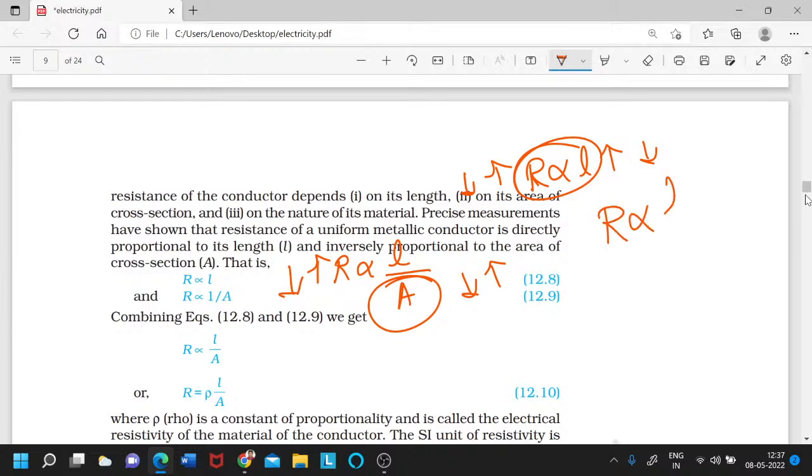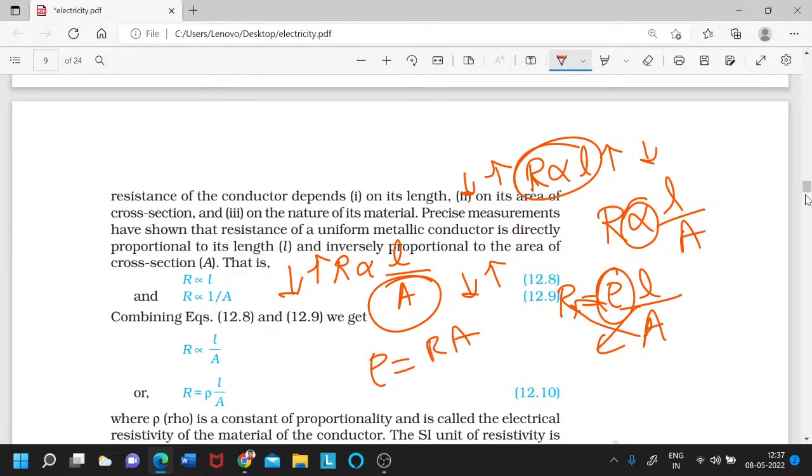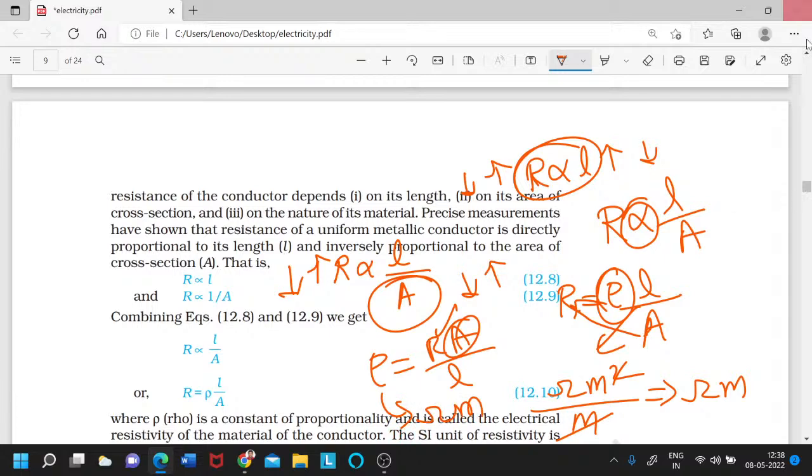Now we'll see L by A. If you want to remove the proportionality, you add a constant. That's called resistivity, here length by area. If they ask you to derive the expression for resistivity, you can do this. Area you take this side, length you take this side. Resistivity is equal to resistance into area by length. Unit of resistance is ohms, unit of area is meter square, unit of length is meter. Meter gets cancelled. We have ohm meter. The SI unit of resistivity is called ohm meter.